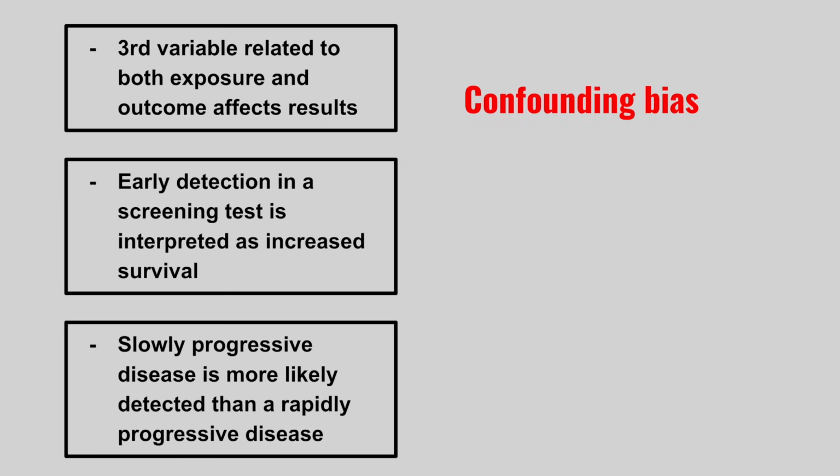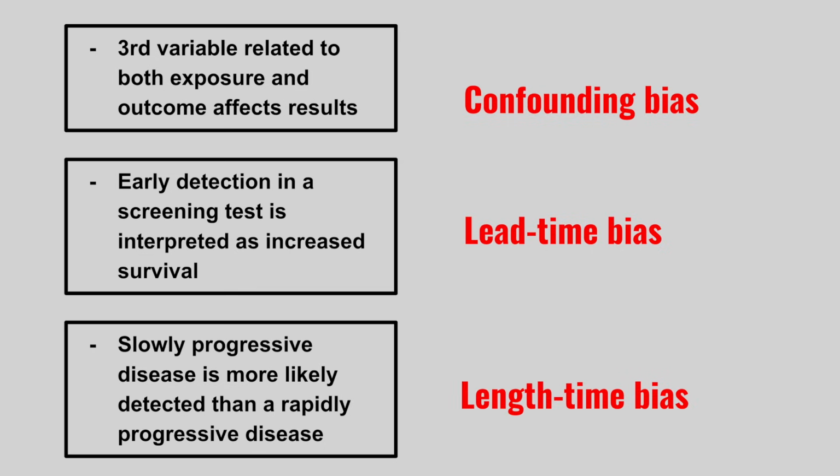Next, we have early detection in a screening test being interpreted as increased survival, even though it's not. This is lead time bias. And remember, anytime you see the words screening test in the question, and they're asking about a bias, pick lead time bias. Next, we have a slowly progressive disease being more likely to be detected than a rapidly progressive disease. This is length time bias.